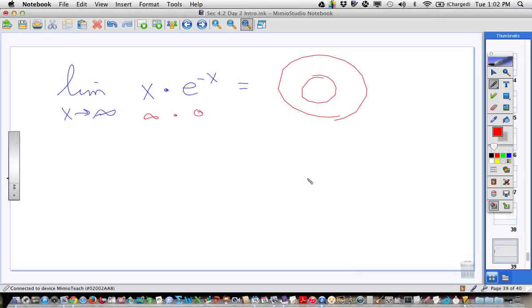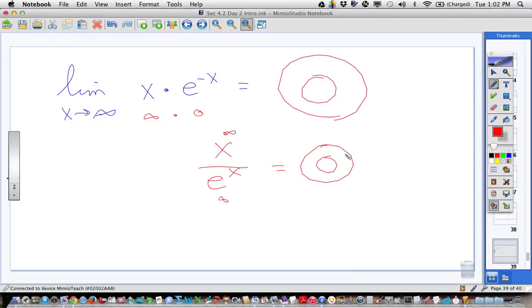But what's the way I could rewrite this? The easy way to rewrite this, it's easy because of that negative power, we can just flip that down to the bottom. And now we have infinity over infinity. Right? And because of what we talked about earlier, we know the bottom is going to get a lot bigger than the top. So that goes to 0.